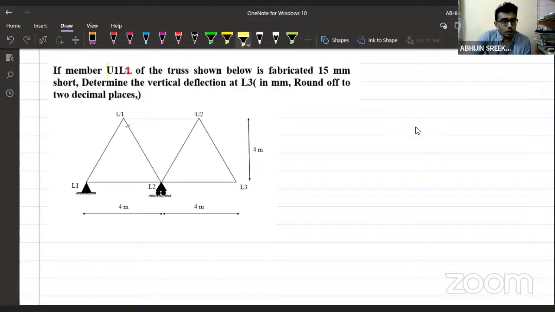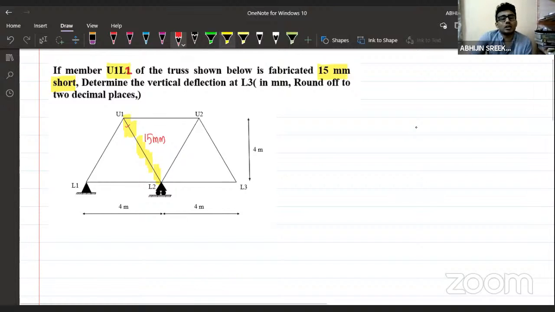If the member U1 L2, this is our member, of the truss shown below is fabricated 15 mm short. Okay, this member is fabricated 15 mm short. The length of the member is given, right? Suppose the length of this member is 5√2 or something like this. It is not exactly 5√2. The length of this member is 15 mm lesser than 5√2. That's the meaning of it. That means there is a lack of fit in this member.